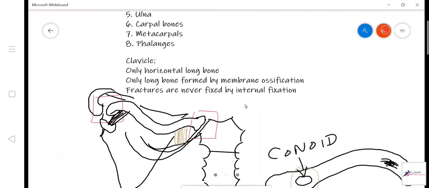To keep them opposed to each other, a plate has to be put, and plate and screw fixation has to be done internally. Whereas the clavicle, since it forms by membrane ossification, even if the ends are not opposed to each other, union of the clavicle will still form.